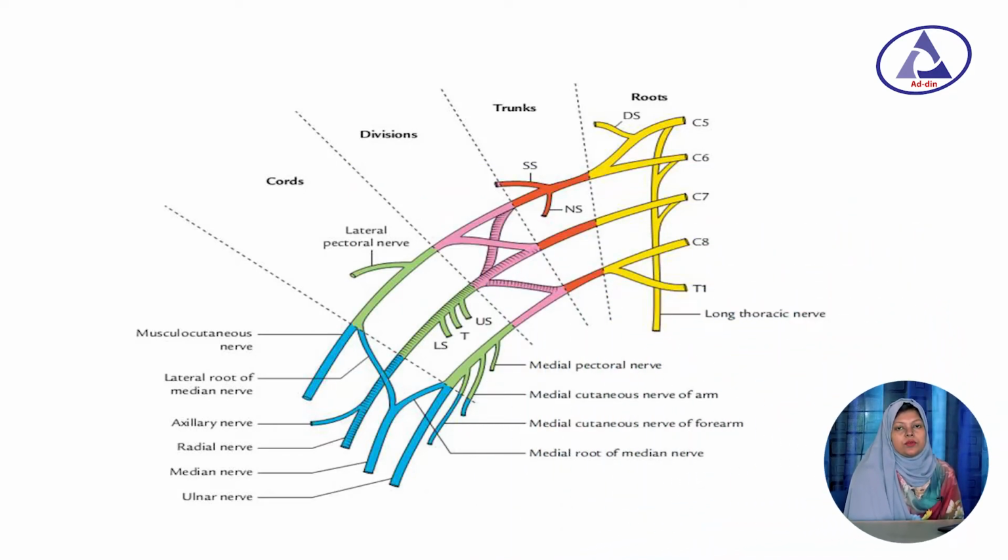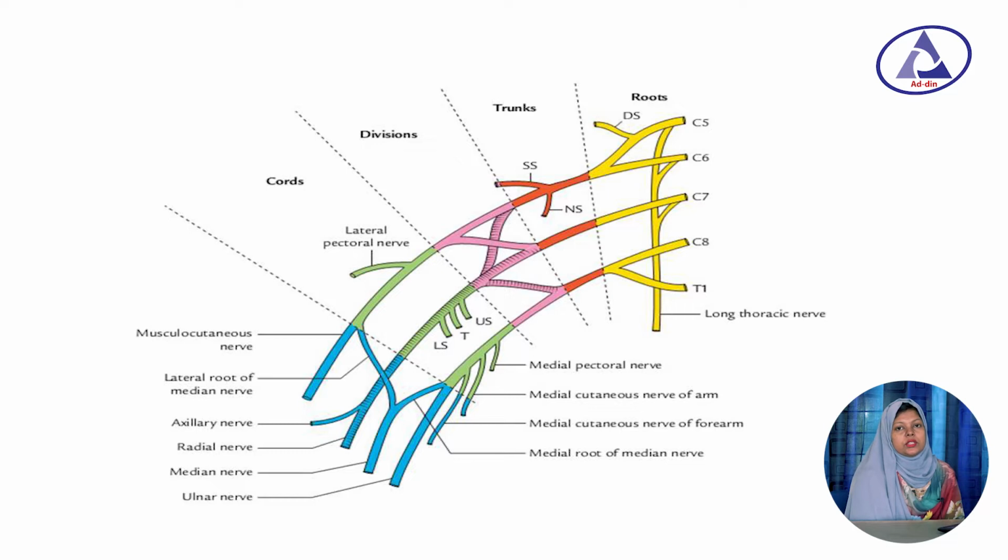Spinal nerve is formed by the union of the ventral root and dorsal root. After formation of the trunk, it gives two branches, anterior rami and posterior rami. Anterior rami is long and posterior rami is short. So again I repeat the definition of the spinal nerve: it is formed by the union of the ventral and dorsal root of the spinal cord.